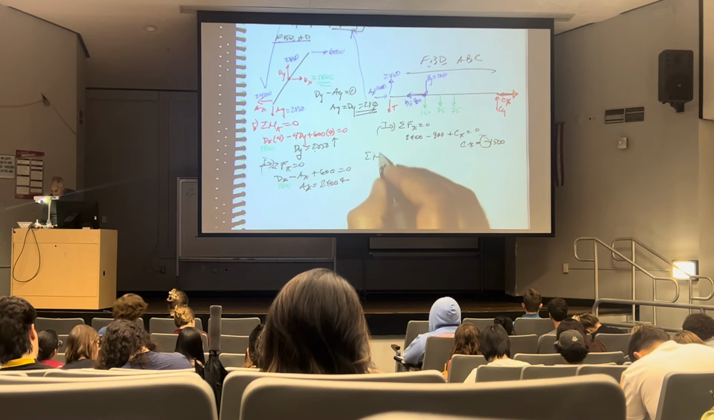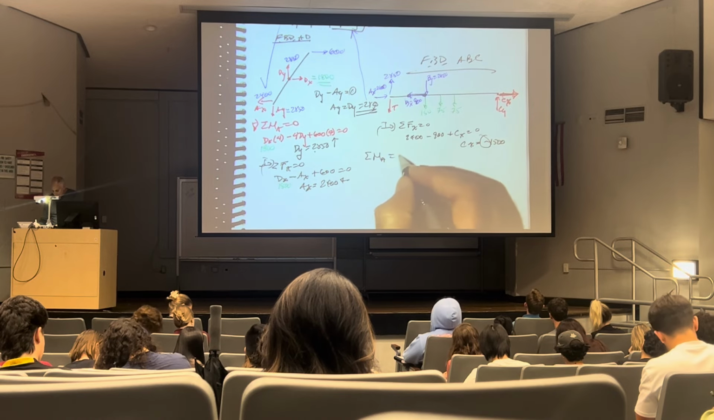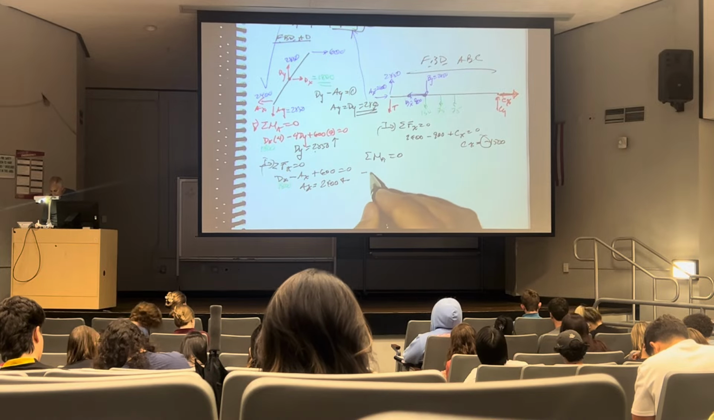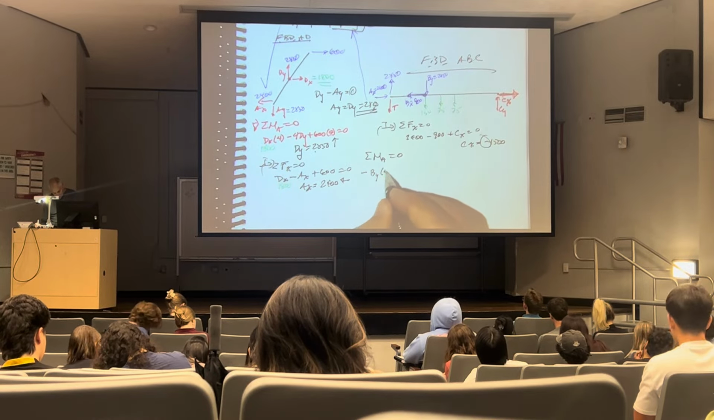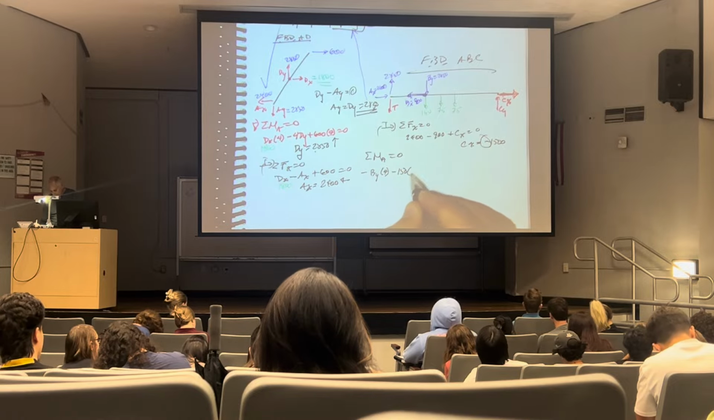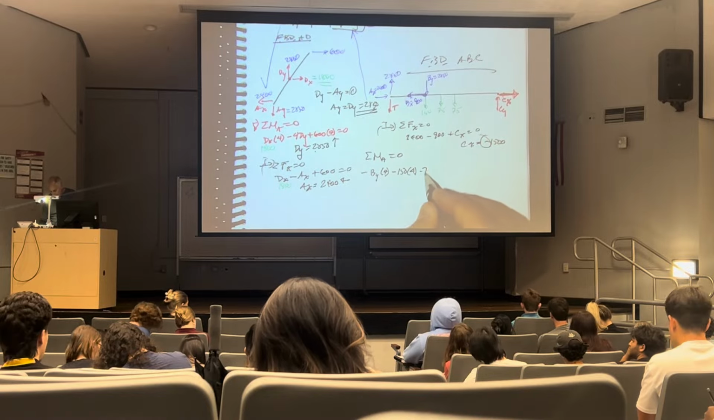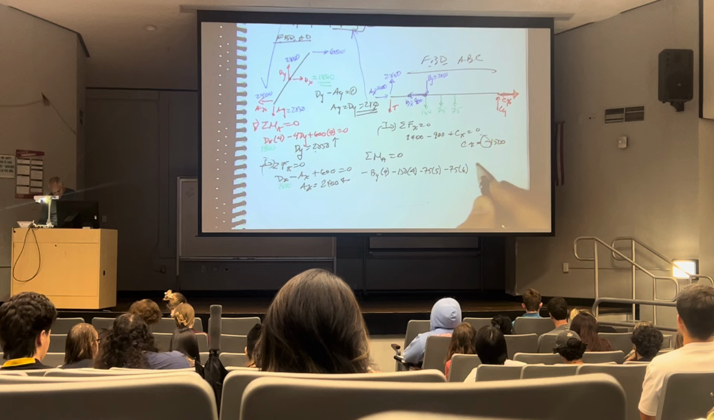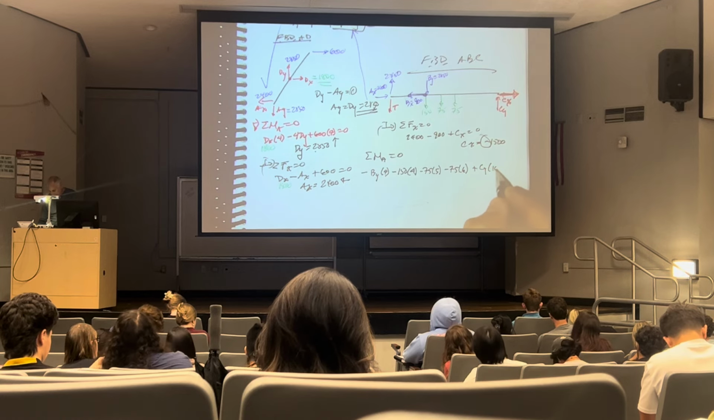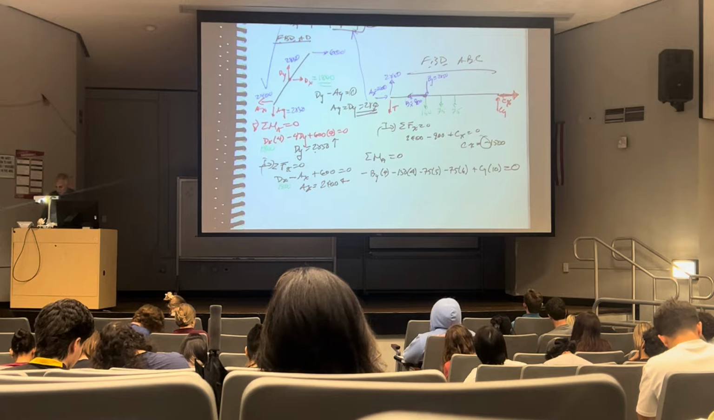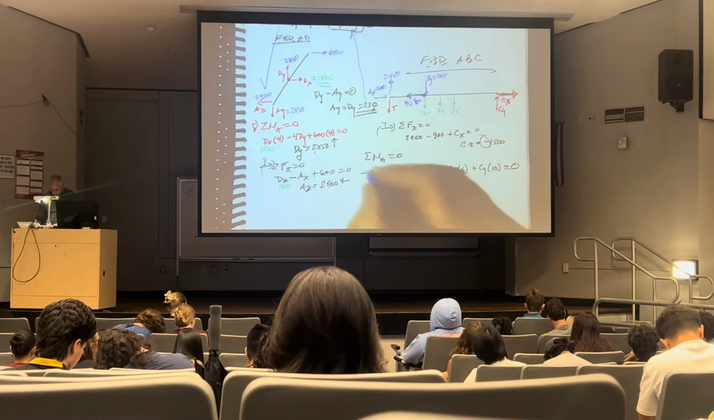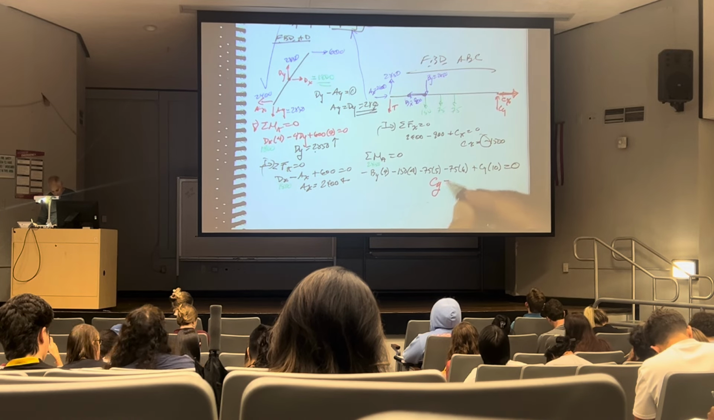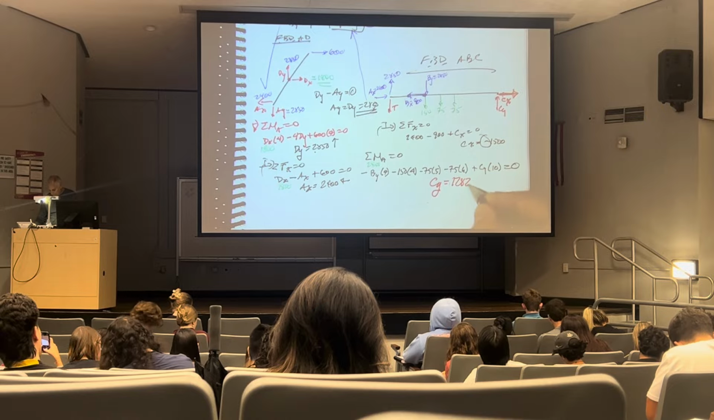Then I'm going to do a sum moments about A equals 0. That'll give me CY. Minus BY, which I know, times 4. Minus 150 times 4. Minus 75 times 5. Minus 75 times 6. Plus CY times 10 equals 0. We know BY, 2850. So CY is going to come out 1282.5.